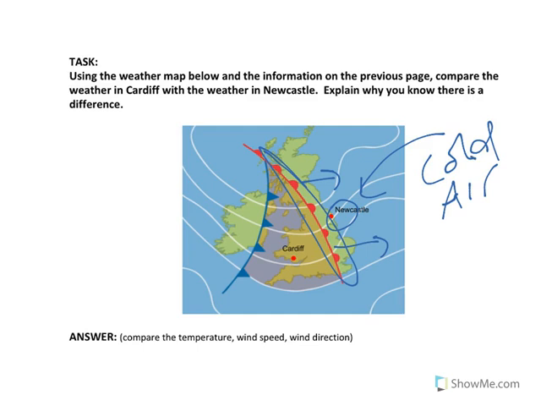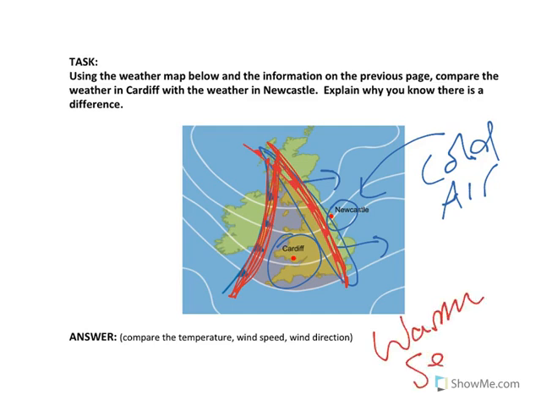Whereas Cardiff lies within the wedge, and the wedge, remember, is this area here between the cold front and the warm front, lies within the wedge, or what we sometimes call the warm sector. So it lies within the warm sector, and therefore it's going to be warmer because it's getting the warmer temperatures from that warm air mass. So that was my explanation for these three things.